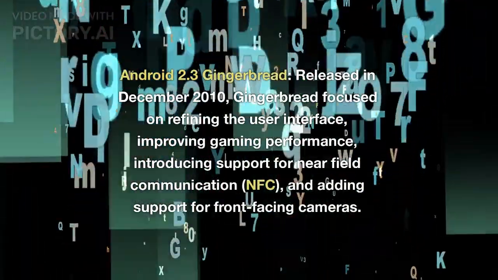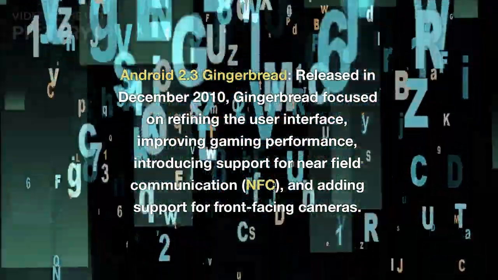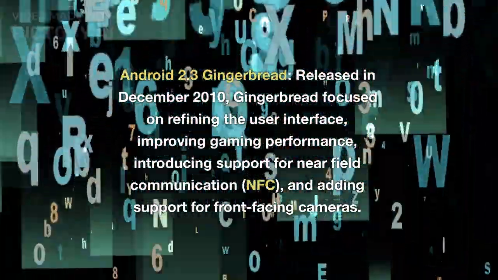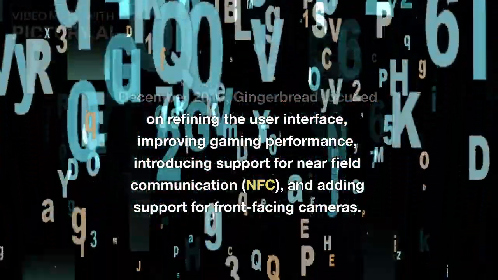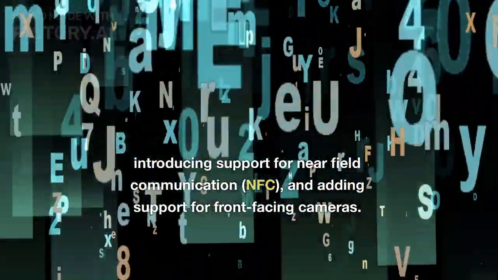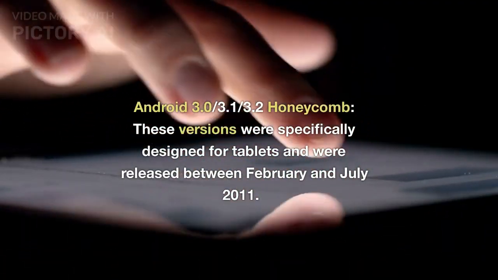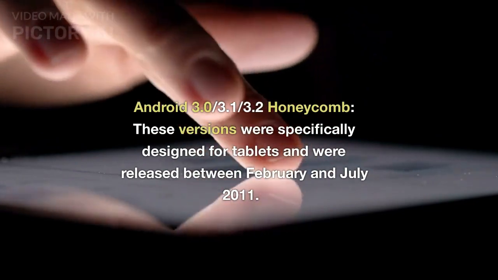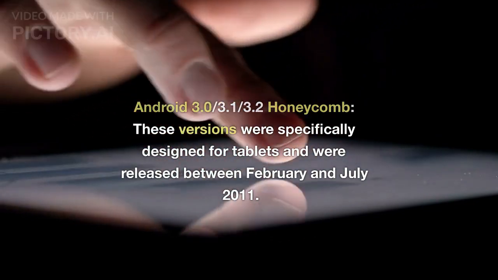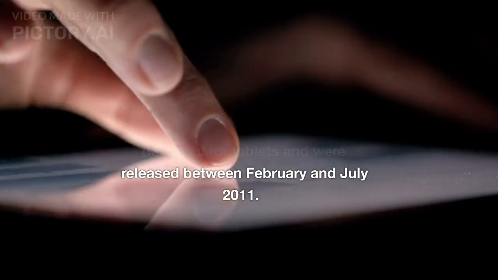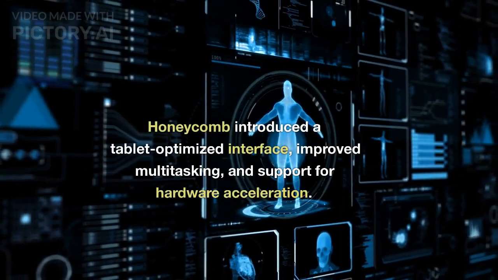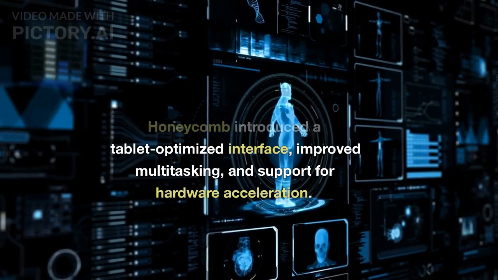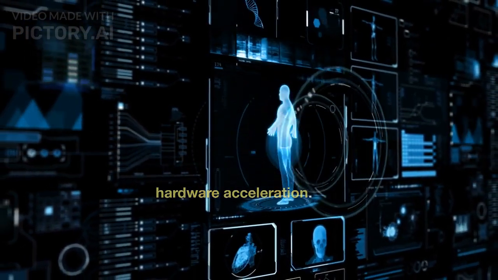Android 2.3 Gingerbread, released in December 2010. Gingerbread focused on refining the user interface, improving gaming performance, introducing support for near-field communication, NFC, and adding support for front-facing cameras. Android 3.0/3.2 Honeycomb. These versions were specifically designed for tablets and were released between February and July 2011. Honeycomb introduced a tablet-optimized interface, improved multitasking, and support for hardware acceleration.